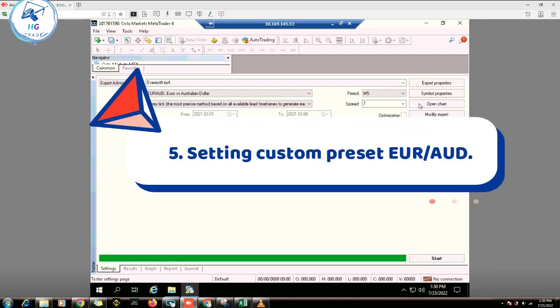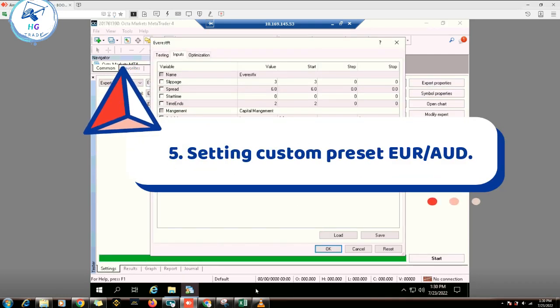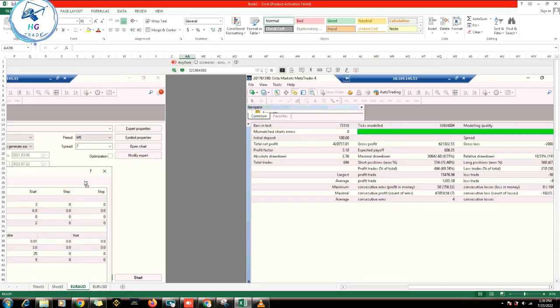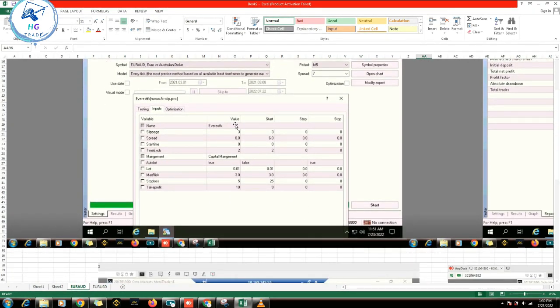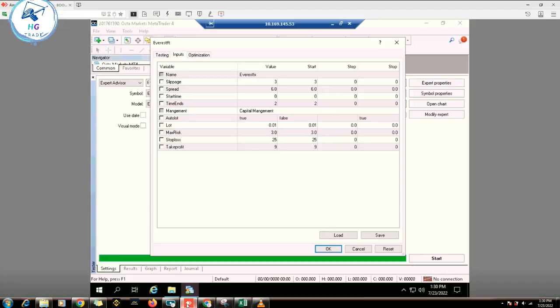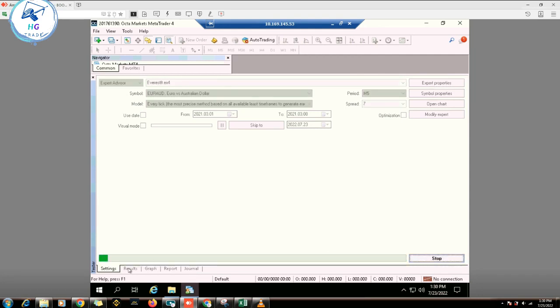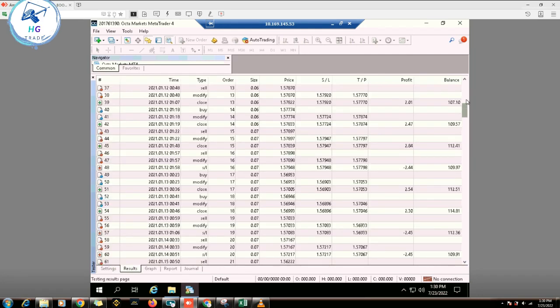Five, setting custom preset Euro to Australian Dollar. Next, I will change the preset like this. Open positions starting from lot 0.06.